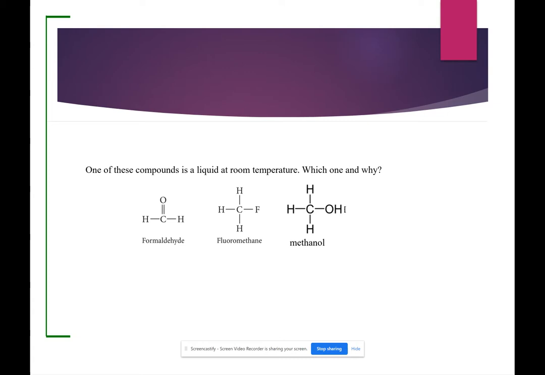One of these compounds is liquid at room temperature. Which one and why? So formaldehyde, we have this dipole right there. For fluoromethane, we have one right there. And then methanol, we know we have one right there.